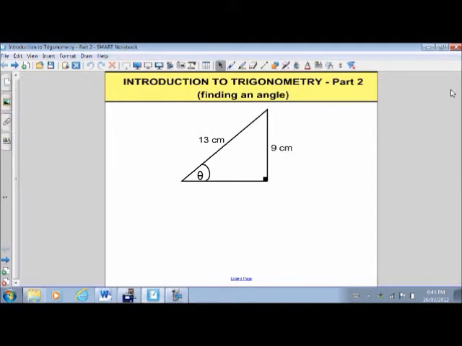Alright, this is the second introduction to trigonometry part 2 video. In this one we're going to take a look at how to use right angle trigonometry to find an angle. If you haven't had the chance to watch the first video, I highly recommend taking a look at it.